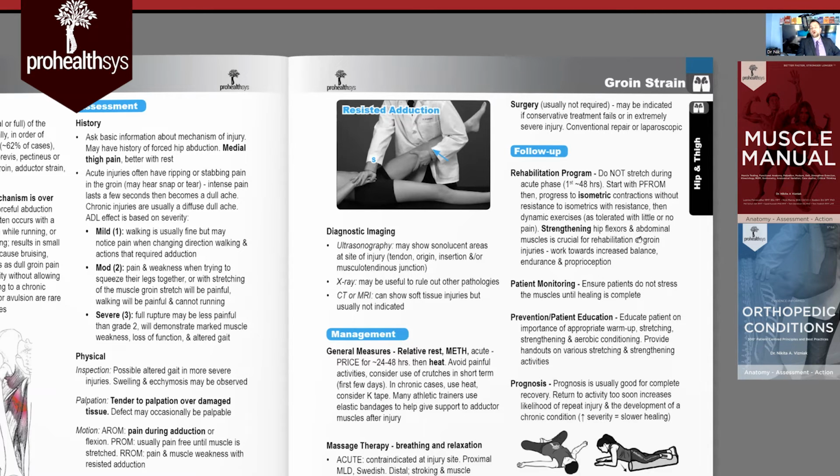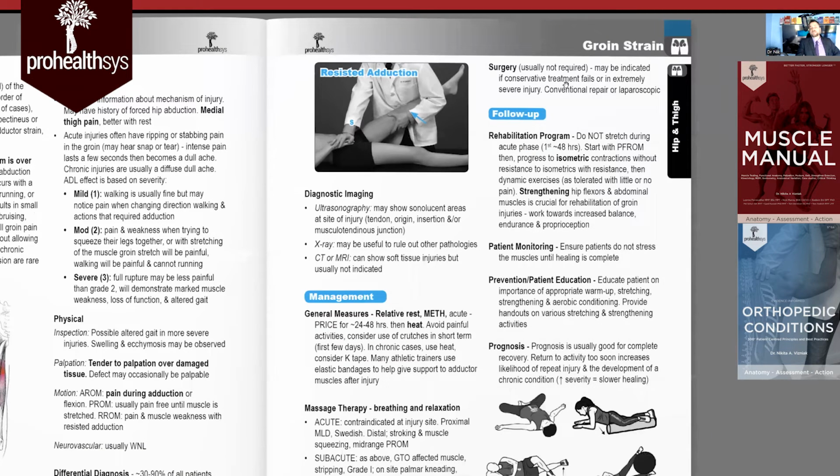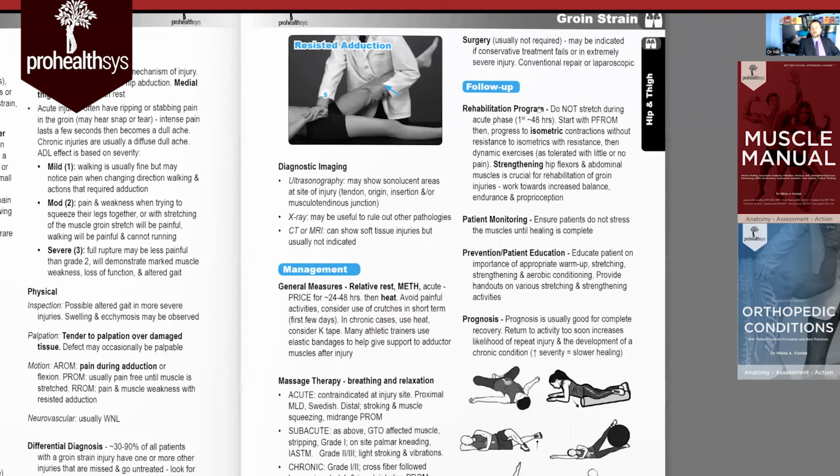All right, what do you do for follow-up? Here it says, do not stretch during the acute phase, first 48 hours. I would suggest in general, that's good practice. However, it's a more mild injury. You could give a light stretch and then work on isometrics. If isometrics are okay, they can develop that tensile strength without causing pain. Then you can start working on increasing the load to their tolerance.